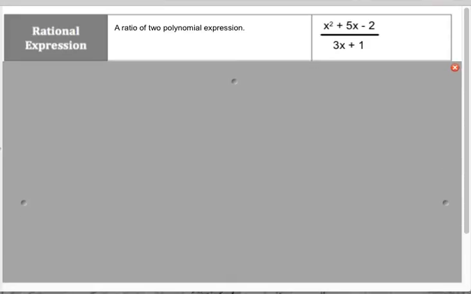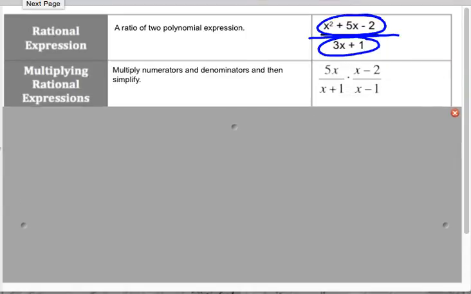So first of all, a rational expression is a ratio of two polynomial expressions. It's basically written as a fraction. They also call it a ratio. Here's the numerator, here's the denominator, and here's your fraction bar. This is a ratio, or what we call a rational expression.